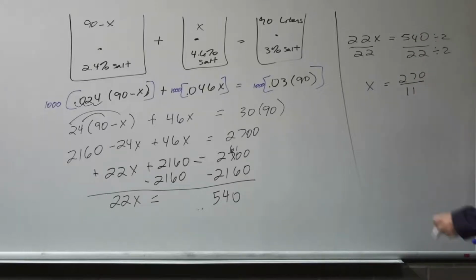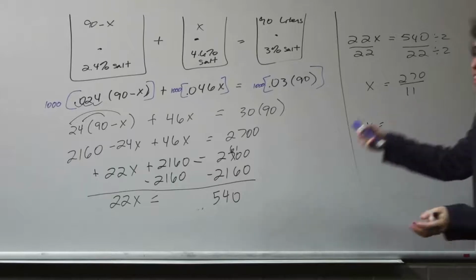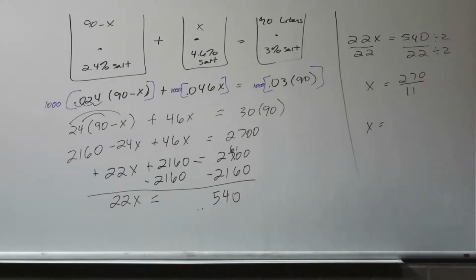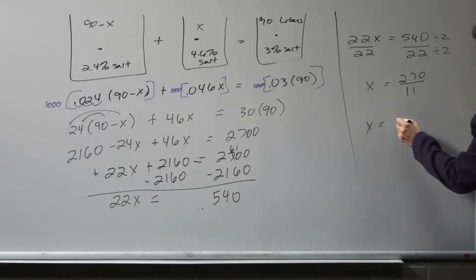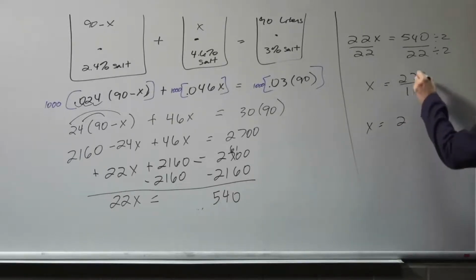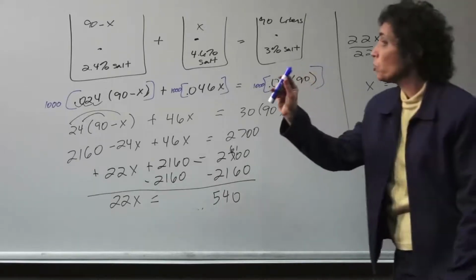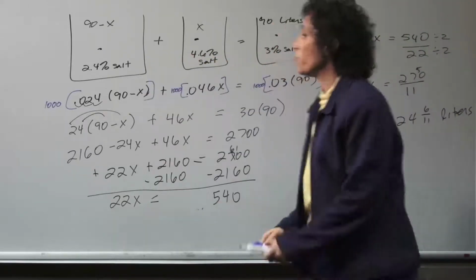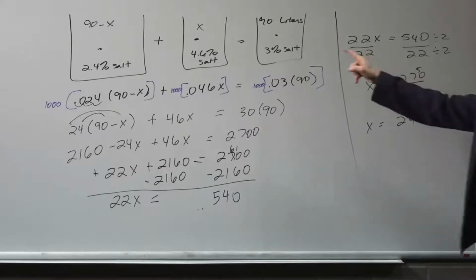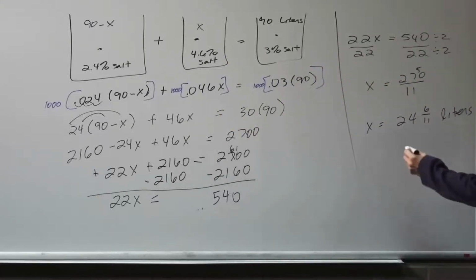Okay, so this is 270 divided by 11. If I say 270 divided by 11 liters, what is that to you? I'm going to change that to a mixed number to make this kind of easy. 11 into 27 is twice with 5 left over. That's 4, which is 44, 6/11. So it's 24 and 6/11 liters. That is your answer for the 4.6% salt solution.